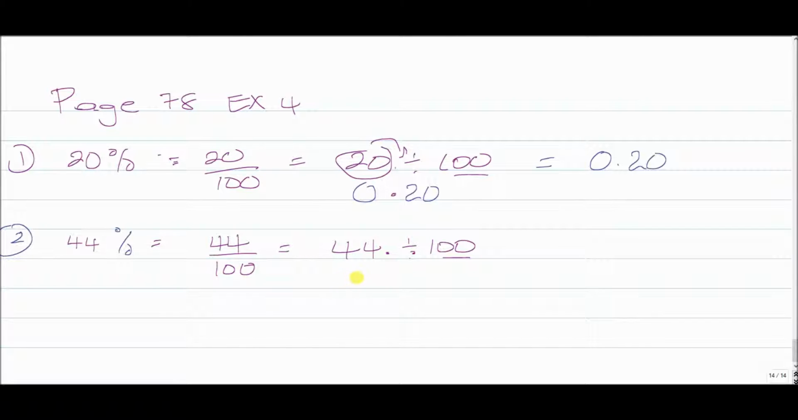So we need to move two things over to the right of the decimal point. So we'll move these two digits and they will go to the right of the decimal point. We'll put a placeholder here, keep our decimal point, and move 4 and 4 over. So our answer for number 2, 44% as a decimal, will be 0.44.